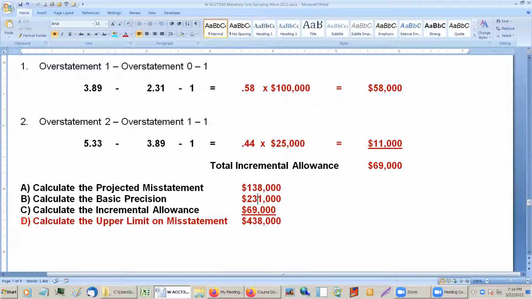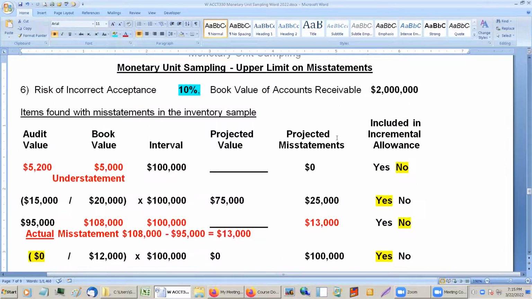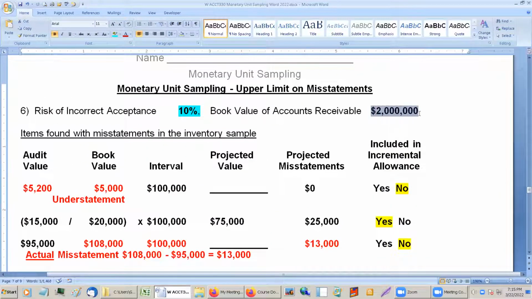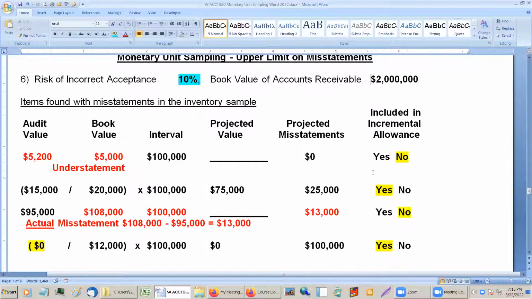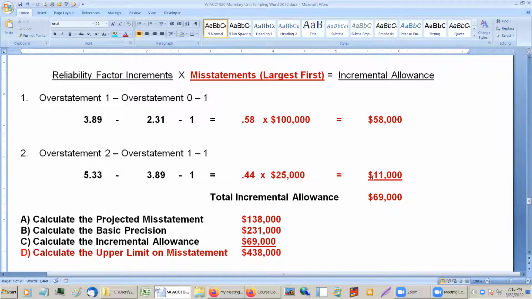Now, this one is obviously off by quite a bit. When you think about it, the projected misstatement is off by 438,000 when the total amount is only 2 million. It's quite a big chunk. You'd think that would be material, most likely. Any question on that?